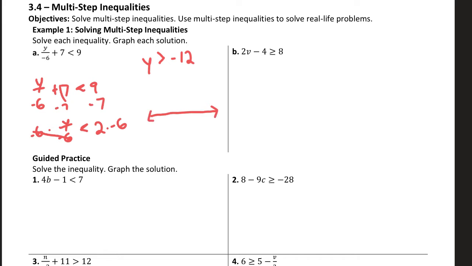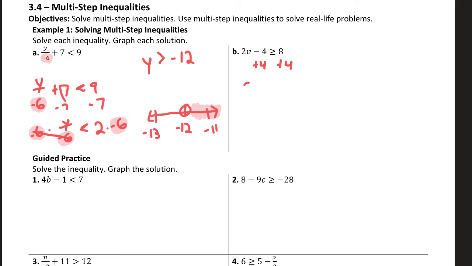And the reason it's greater than negative 12 is because I had to multiply both sides by this negative 6. When you multiply both sides by a negative value, that switches the inequality symbol. So this would be an open circle at negative 12, and I would shade to the right, okay? When you multiply or divide by a negative, we've got to remember from the last lesson, you have to flip the sign.